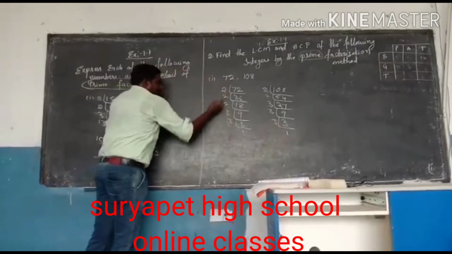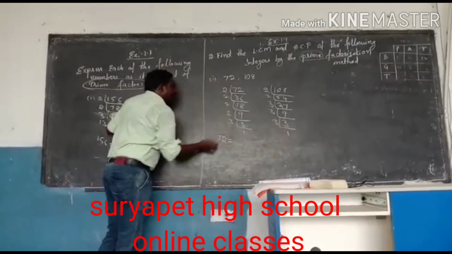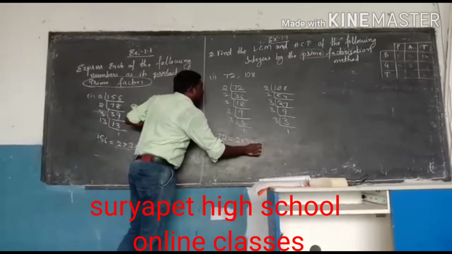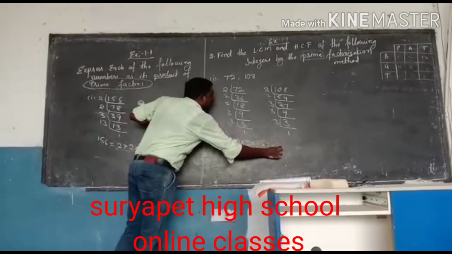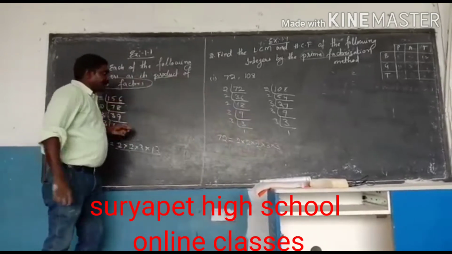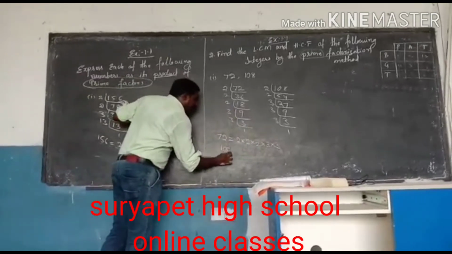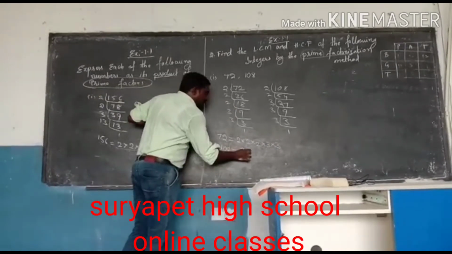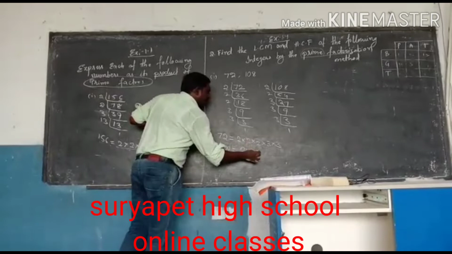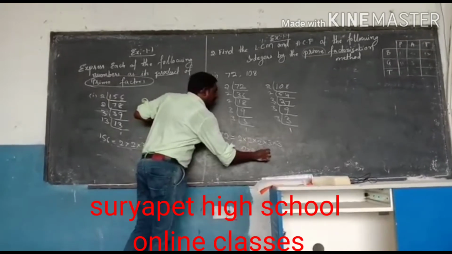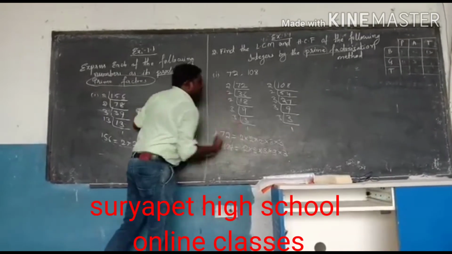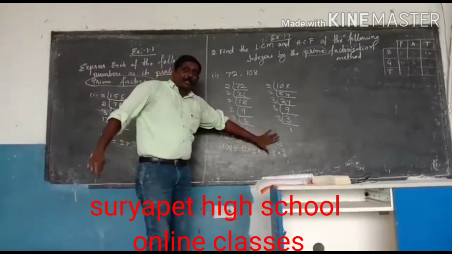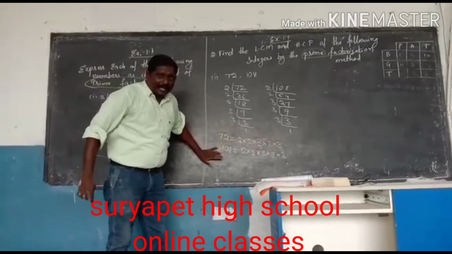I am writing the prime factorization of 72 now: 2 into 2 into 2 into 3 into 3. And I am writing 108: 2 into 2 into 3 into 3 into 3. These are the prime factors, the product of the prime factors of 72 and 108.